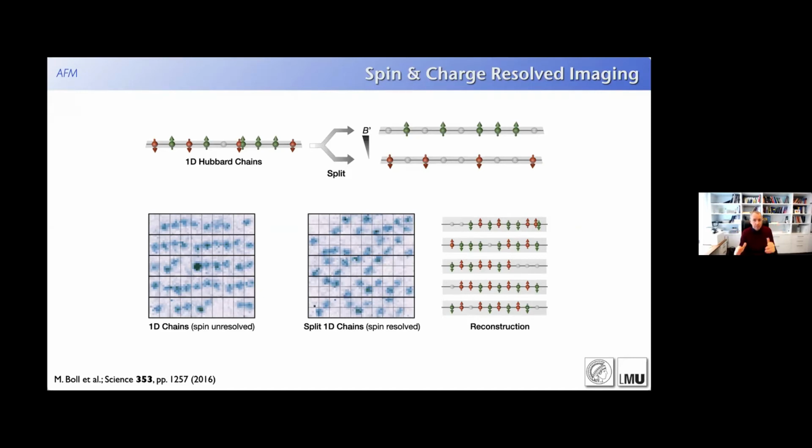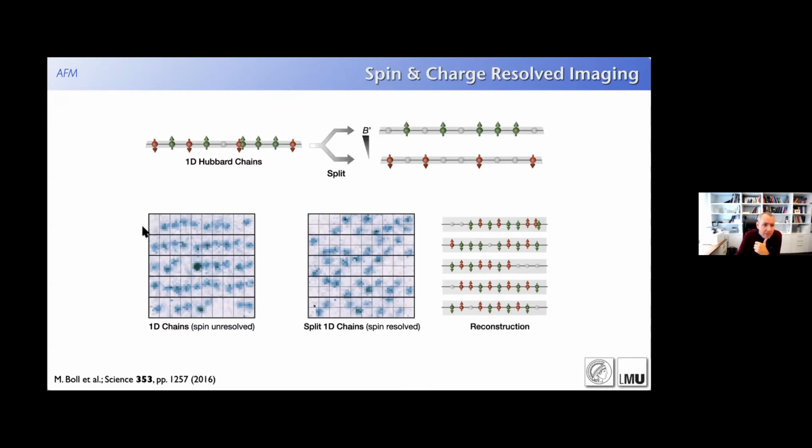And now if we take a photo of these two independent chains, I can get the occupation of this upper chain and the occupation of this lower chain. But because of the splitting process, I absolutely know that the upper chain was only occupied by spin up particles and the lower chain was only occupied by spin down particles, right? And then I know the original occupation of my 1D chain, because I just have to sum these occupations up and then I know what I had originally. So let me show you how this works.